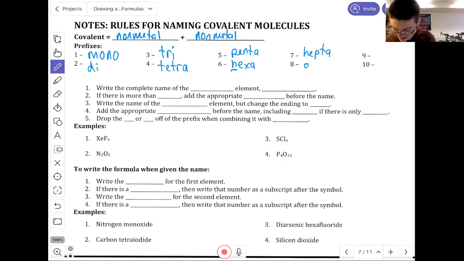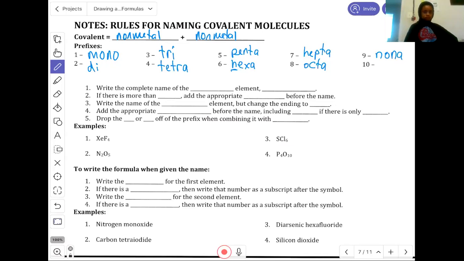Octa. Octagon. 9. Nonna. It's like talking about your grandma, your nonna. That's kind of sweet. I like that. And then 10. Deca. Deca. Yep. Deca, like that's with a C. As in like decade, right?